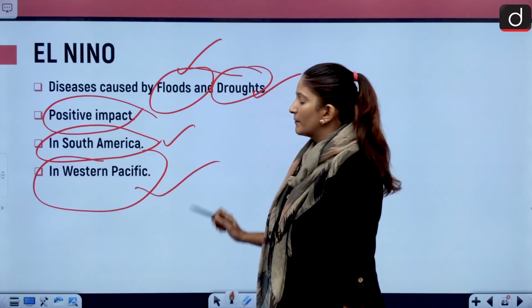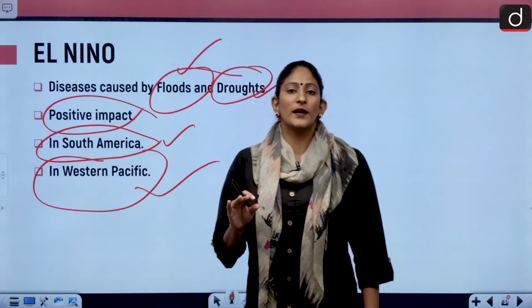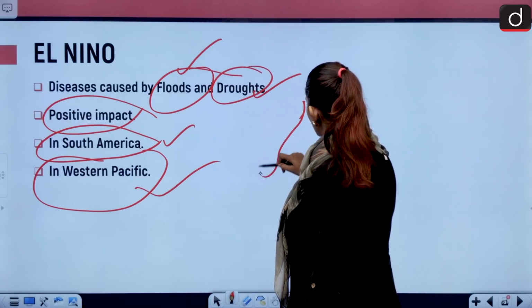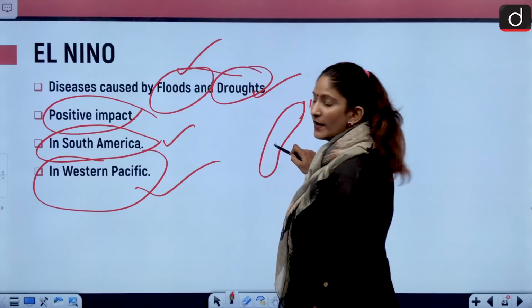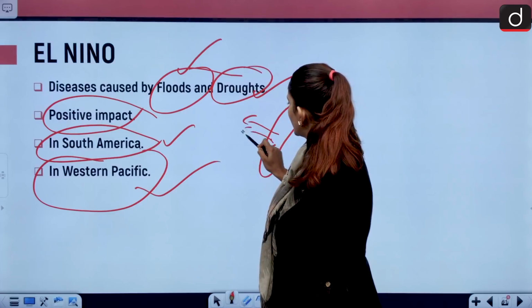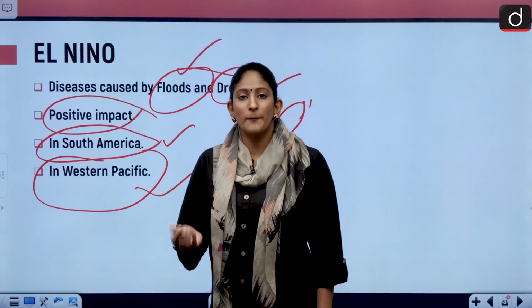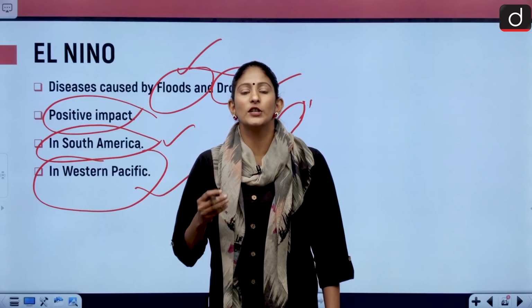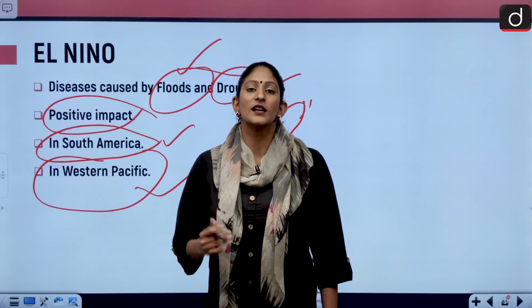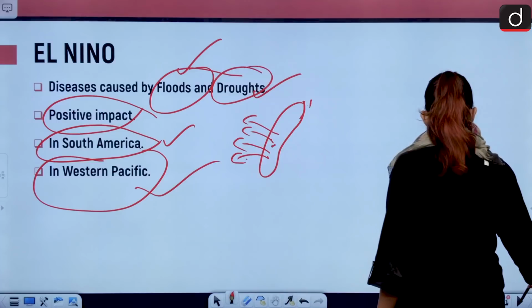In the Western Pacific, basically what will it do? Suppose this is the area affected by El Nino. When this water starts moving towards the Western Pacific, the upwelling will occur. That means the colder, nutrient-rich water near the Peruvian coast, near the South American coast, will start to move upward. So, this is also one of the impacts.